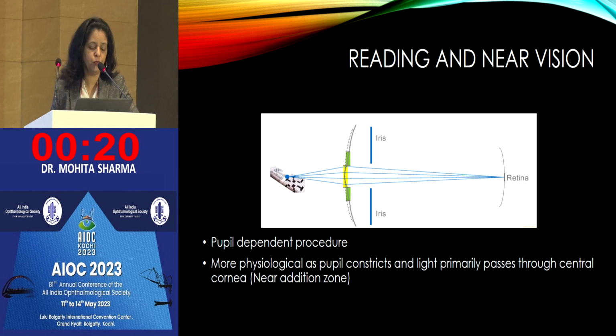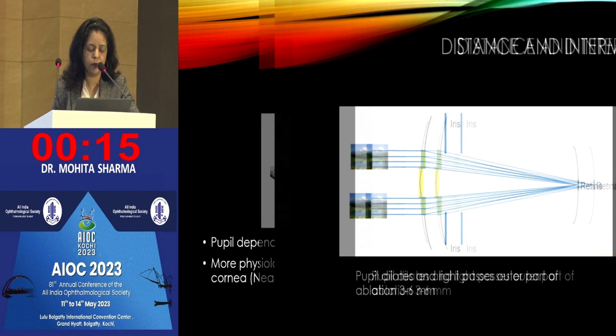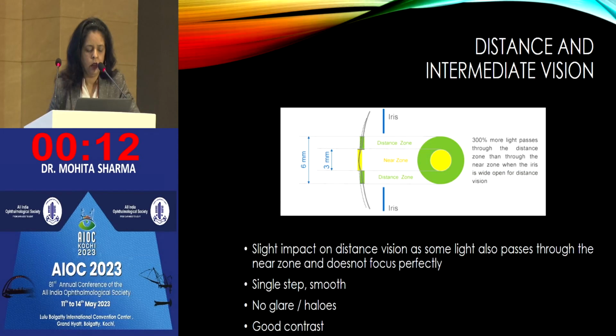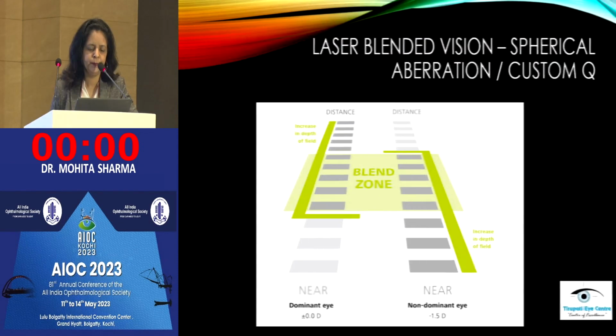And as I said, it is more physiological, because whenever we are reading, the pupil constricts and the central area becomes more active. But we have to remember that there is always a slight impact on distance vision, as some light also passes through the near zone and does not focus perfectly when the patient is viewing for distance. And hence, there would be a certain amount of line loss or decreased vision for distance, which is always told to the patient. Now, it has been seen that most of these procedures will have a single line loss for distance vision, so that's why we said it's a compromise.